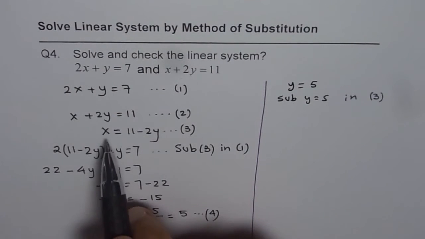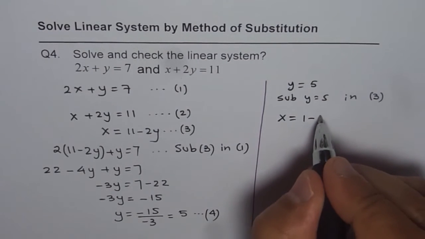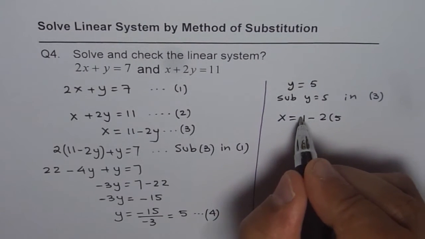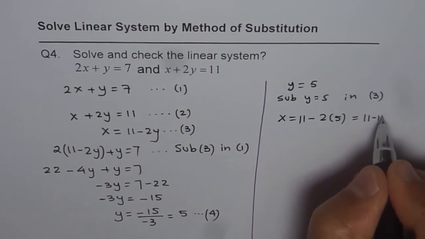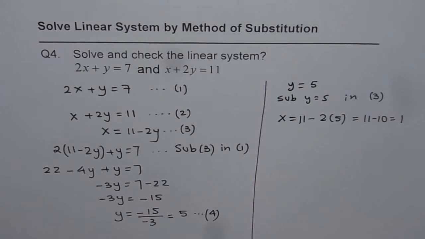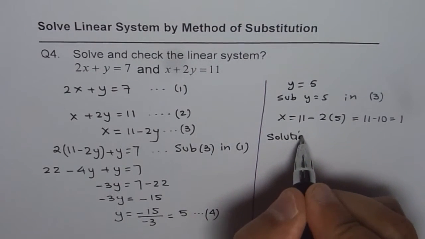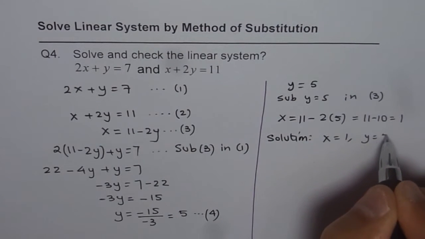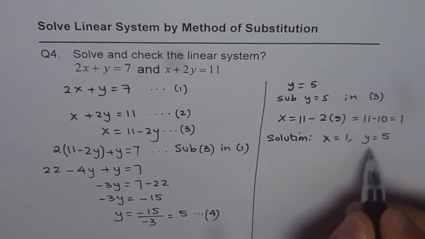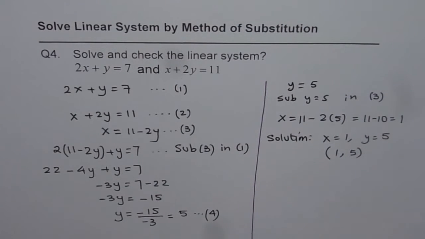So when you do that you can get the value of x. So we get x is equal to 11 minus 2 times 5, and that is 11 minus 10, which is 1. And therefore our solution is x equals 1 and y equals 5. We can always write this solution as a coordinate point, which is (1, 5), right? So that is an alternate way of writing a solution.